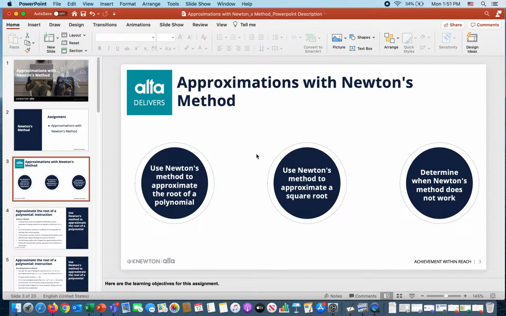We're going to focus on a couple of these objectives. We're not going to do this last one, determine when Newton's method does not work. We're not going to do that in this video. We're going to focus on these first two topics, and then when you get into the homework with Newton, you may find that there are a couple of problems you're unfamiliar with. There are some videos there, and you can let me know if you need some additional instruction on those.